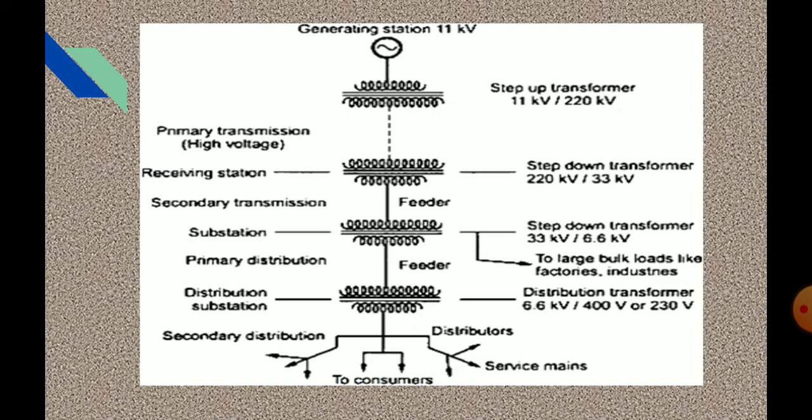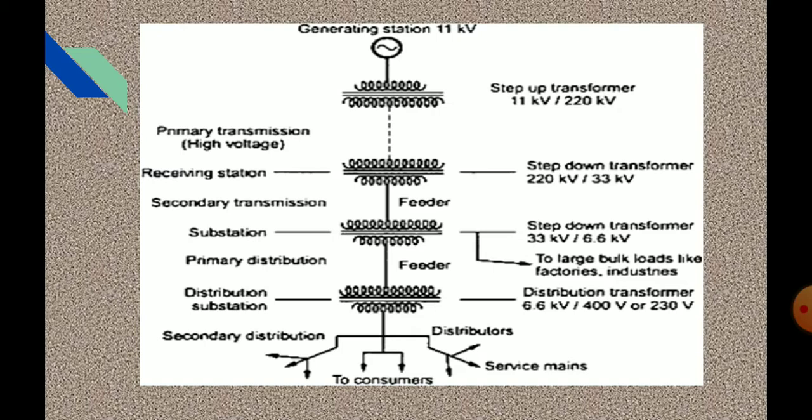Coming to the generating stations, the power is generated at the power station at 11 kilovolt. Then for transmission purposes, using a step-up transformer, this 11 kilovolt voltage gets boosted to 220 kilovolt. Then using a step-down transformer on the receiving side, it gets further stepped down to 33 kilovolt. Then on the transmission side, this 33 kilovolt voltage is transferred and it is termed secondary transmission.